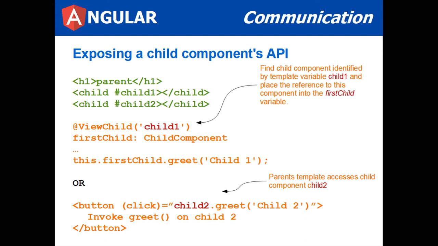The parent's template accessed child component template 2. So what you can do in addition is you can have a button with a click event which calls child2 and invokes the greet function of child2 and passes in a 'child2' string to that function. And that will invoke greet on child2.